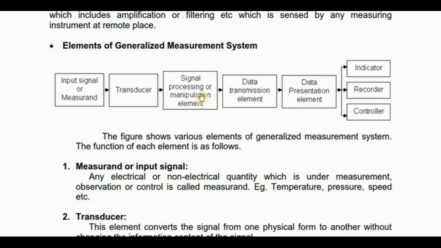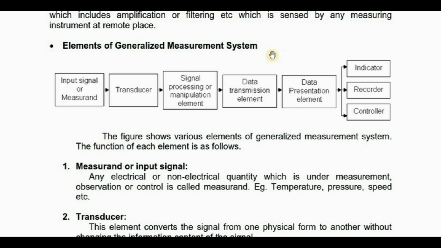Whatever output we have received after conversion in the signal processing unit, when it is transmitted through the data cables, we have to present the values of those parameters. Either we can present that data in the form of an indicator, or you can give that data continuously, which is varying with respect to time, to the recorder, or you can feed that data to the controller. That controller can control the further process as and when it is required. So that is how the elements of a generalized measurement system work in coordination with each other.